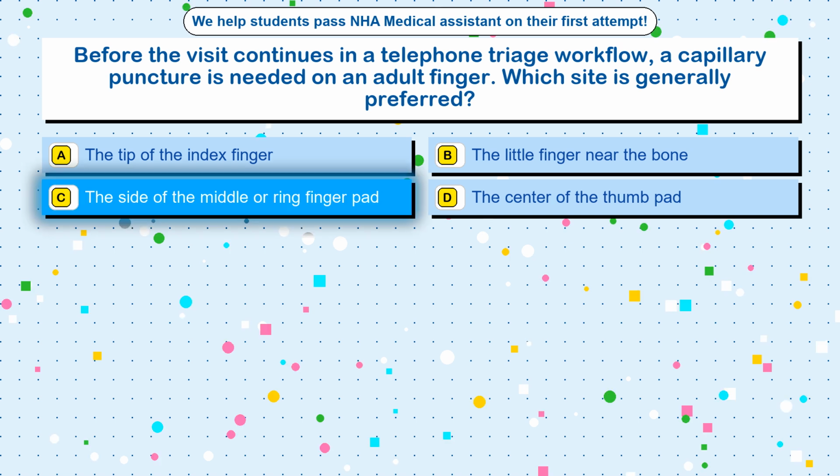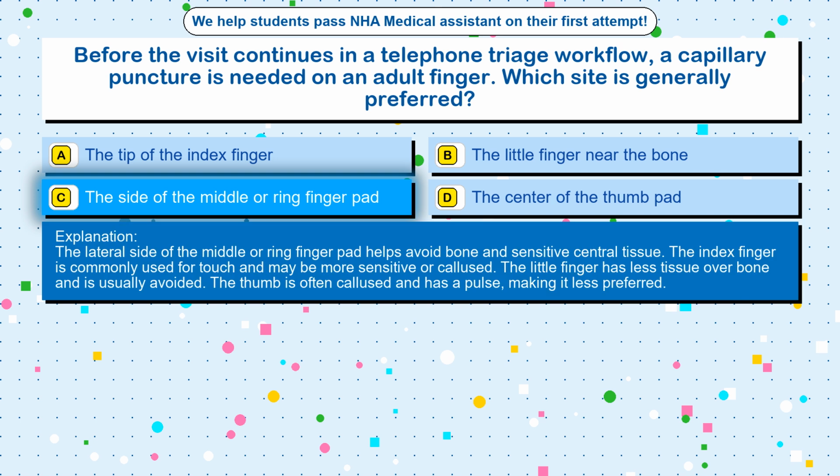The correct answer is option C. The side of the middle or ring finger pad. The lateral side of the middle or ring finger pad helps avoid bone and sensitive central tissue. The index finger is commonly used for touch and may be more sensitive or calloused. The little finger has less tissue over bone and is usually avoided. The thumb is often calloused and has a pulse, making it less preferred.